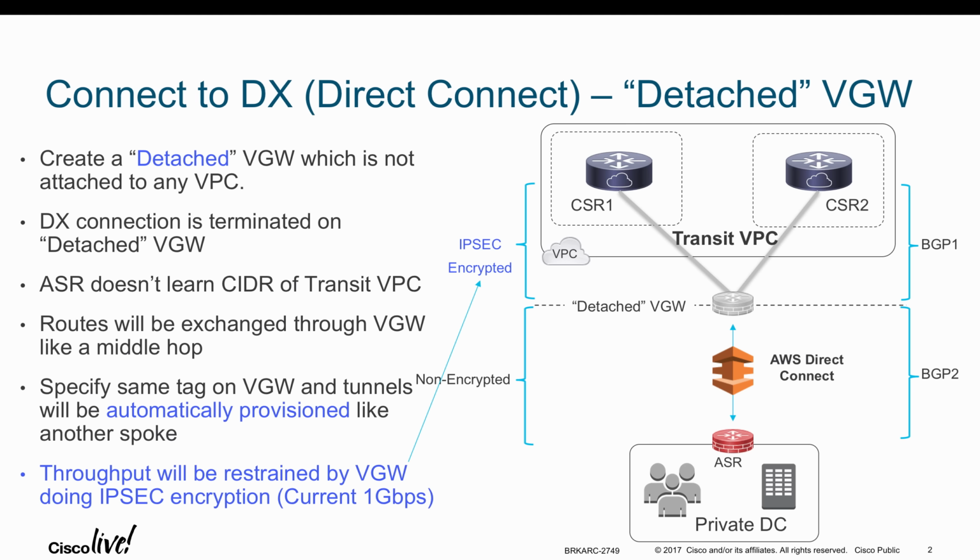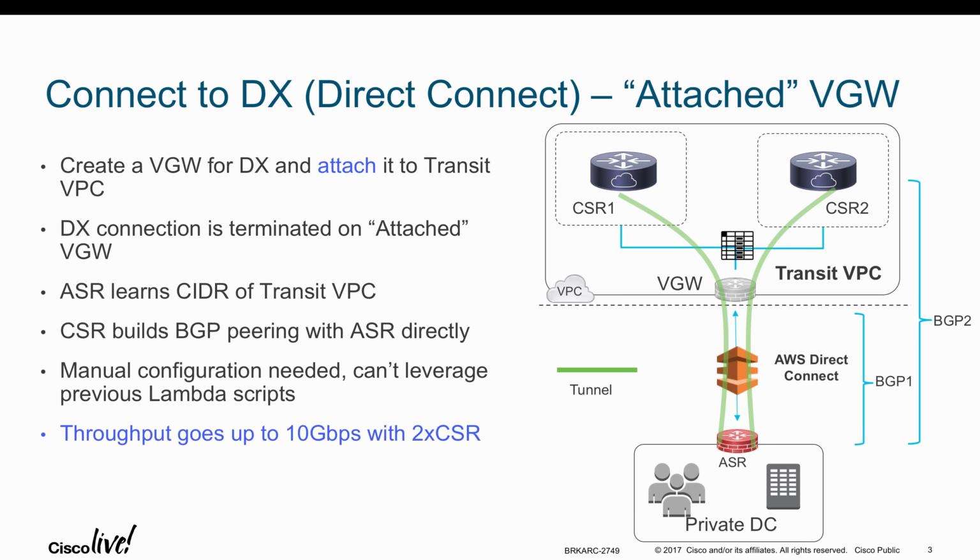The next one I'm going to demonstrate is called attached VGW. The reason to do an attached VGW is that customers require 10 gig throughput. They don't want to be limited by the 1 gig throughput which the VGW has with IPsec. So in this case, we're going to make the VGW transparent to the CSR. Basically, you create the same VGW, and you use the VGW to terminate the Direct Connect. As you can see, it's also terminating with the BGP domain 1.